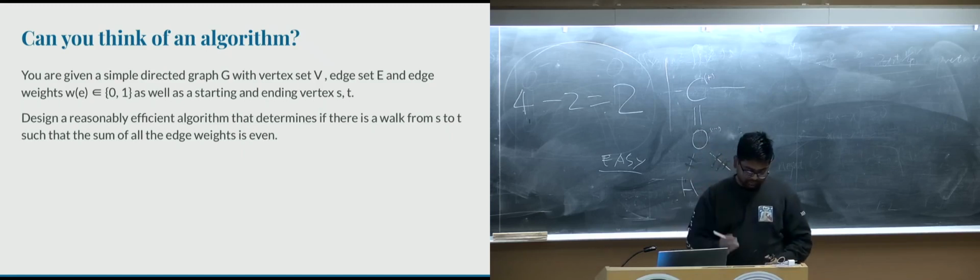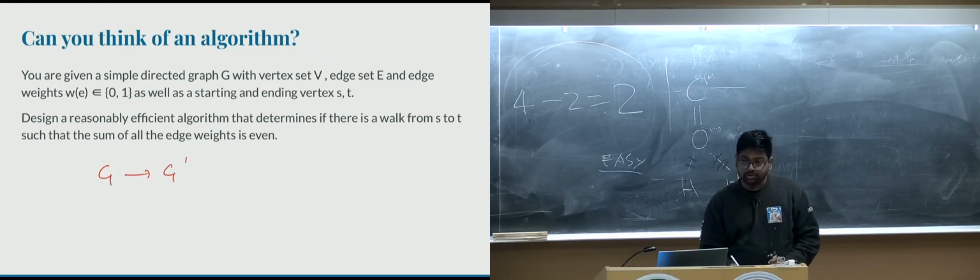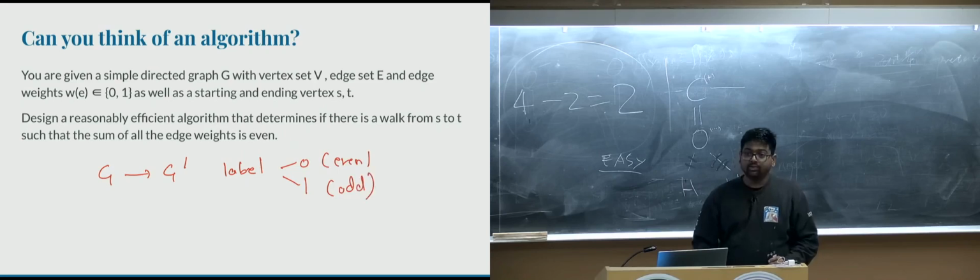So let me repeat what he's saying. He's saying that we have a graph G, so we convert it to graph G prime, and we label the edges accordingly, with 0 and 1. And these will be odd, right? And then you run DFS on that.